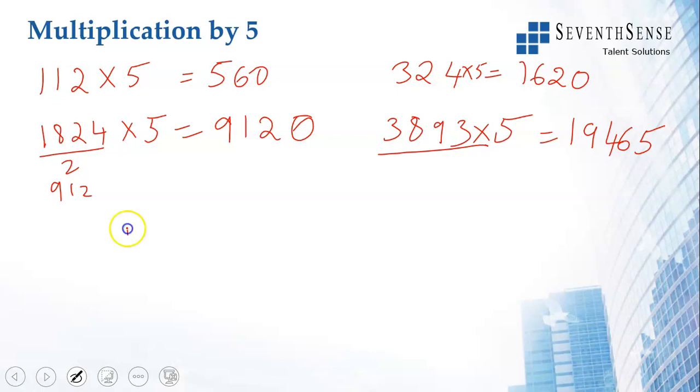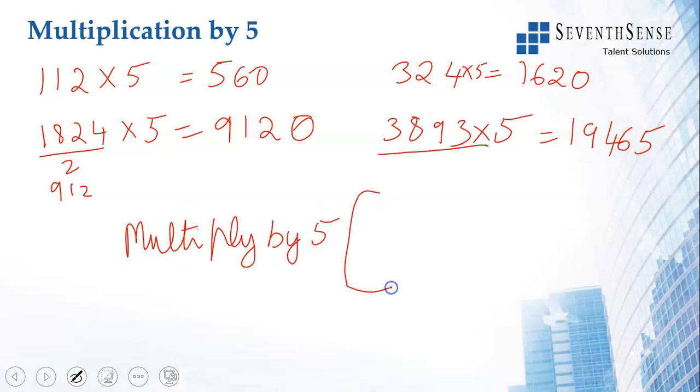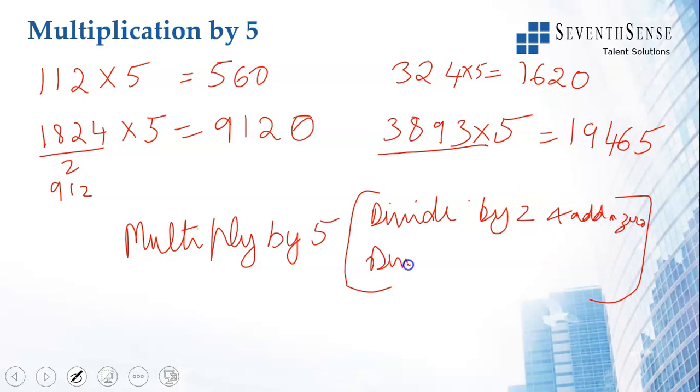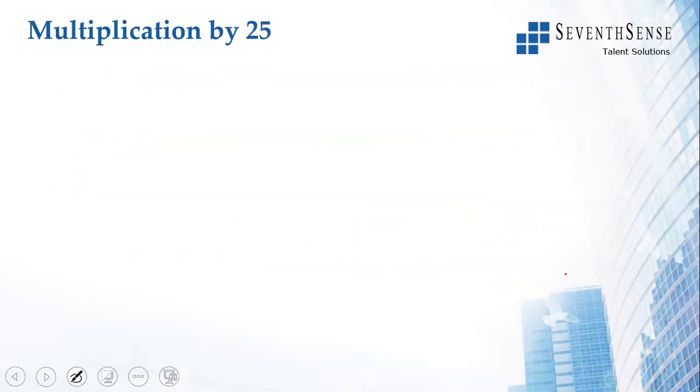So remember, to multiply by 5, divide the number by 2 and add a 0, or divide by 2 and if there is a decimal, move the decimal to the right. So this is how you speed up multiplication by 5. Divide by 2 and add a 0, or divide by 2 and move the decimal. Pretty straightforward. Let us increase the difficulty a little bit.